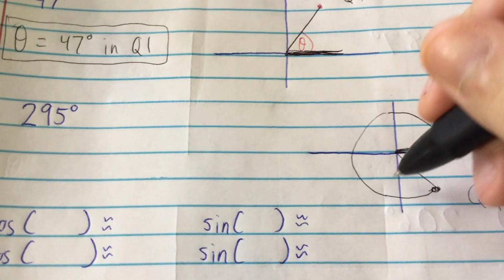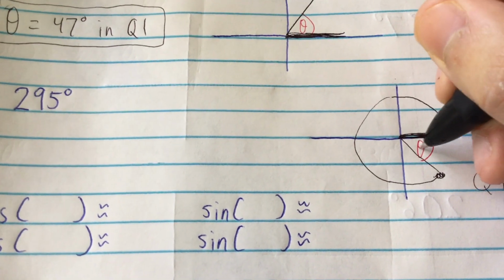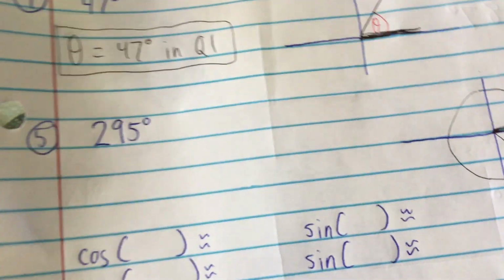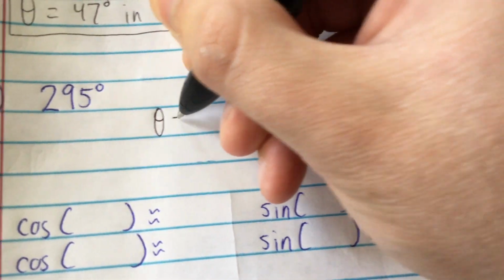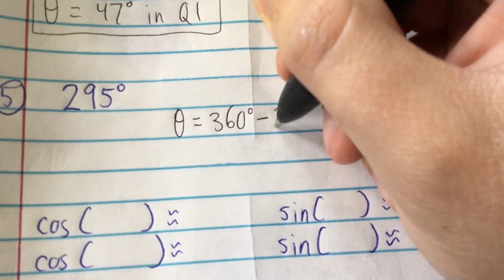So if my 295 degree angle ends here, I want to sandwich it with the x-axis and form that angle theta. So I go to my quadrant 4 formula and notice that my angle theta is 360 degrees minus my quadrant 4 angle.